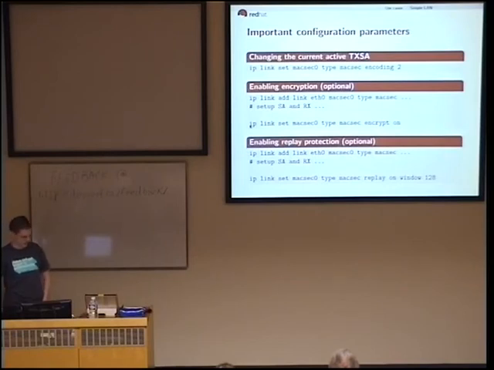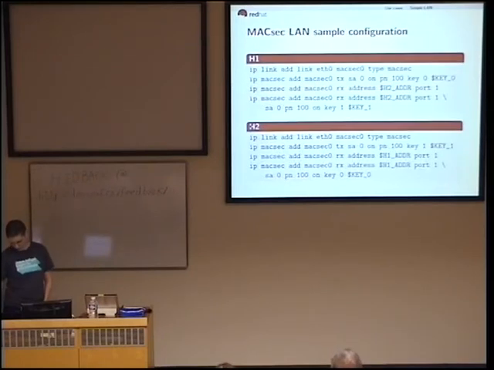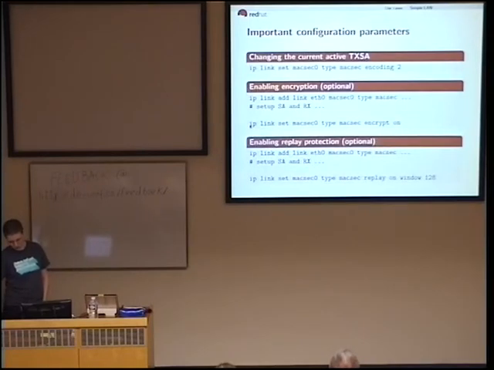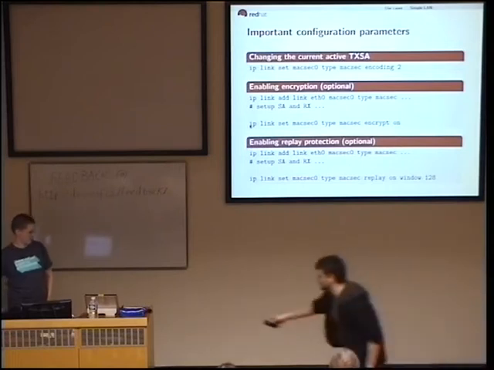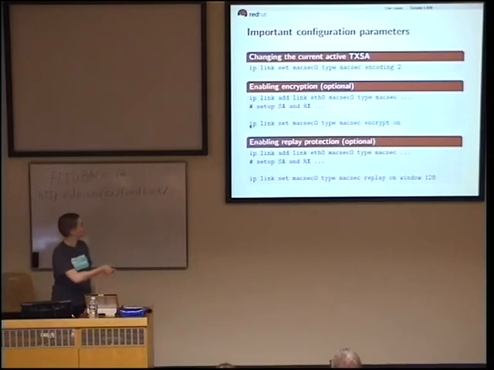Some important configuration parameters: when you get close to exhaustion of your packet number for one secure association, you need to set up another one, because you don't want to reuse the same packet number with the same key. So you set up a new secure association with a fresh key, and you switch secure associations. With that, you would enable the next secure association.